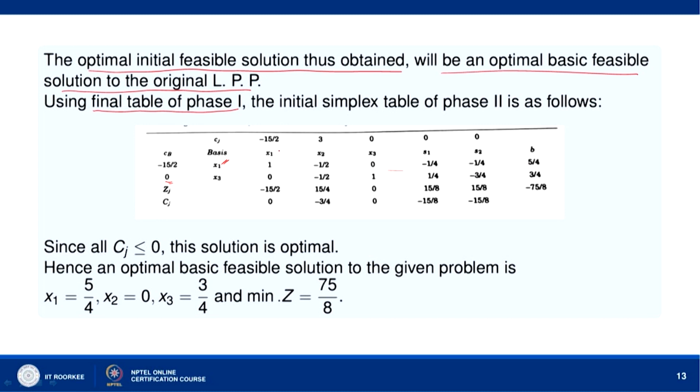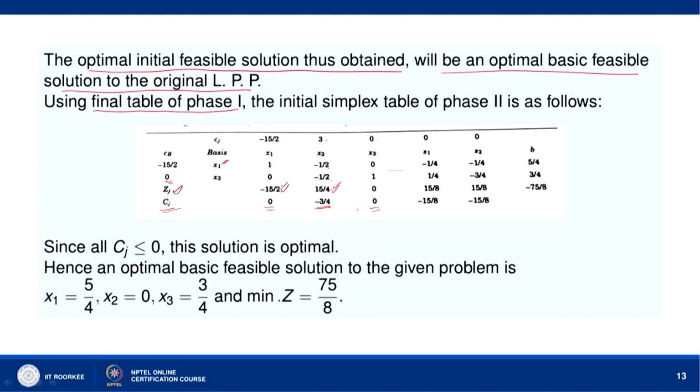Here the coefficient of x1 is minus 15 by 2, the coefficient of x2 is 3, the coefficient of x3 is 0, the coefficient of s1 is 0, the coefficient of s2 is 0, and a1, a2 have been eliminated. Now we find zj here. Zj is minus 15 by 2 into 1 plus 0 into 0, so minus 15 by 2, and Cj, small cj minus zj, gives 0. Here we get minus 15 by 2 into minus 1 by 2 plus 0 into minus half, which gives zj as 15 by 4, then 3 minus 15 by 4 is minus 3 by 4.